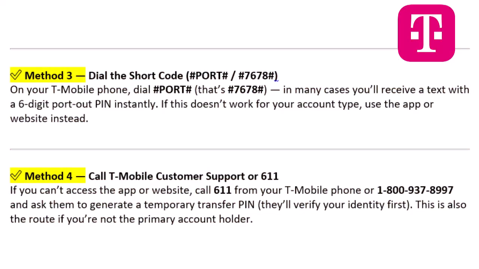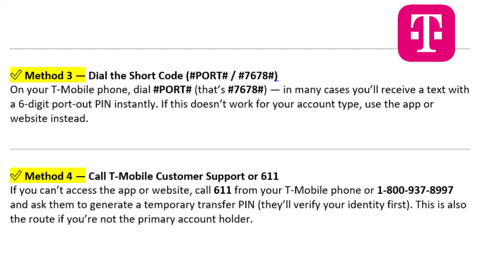Method 3. Dial the short code. On your T-Mobile phone, dial #port, that's #7678, #. In many cases, you'll receive a text with a 6-digit port-out PIN instantly. If this doesn't work for your account type, use the app or website instead.